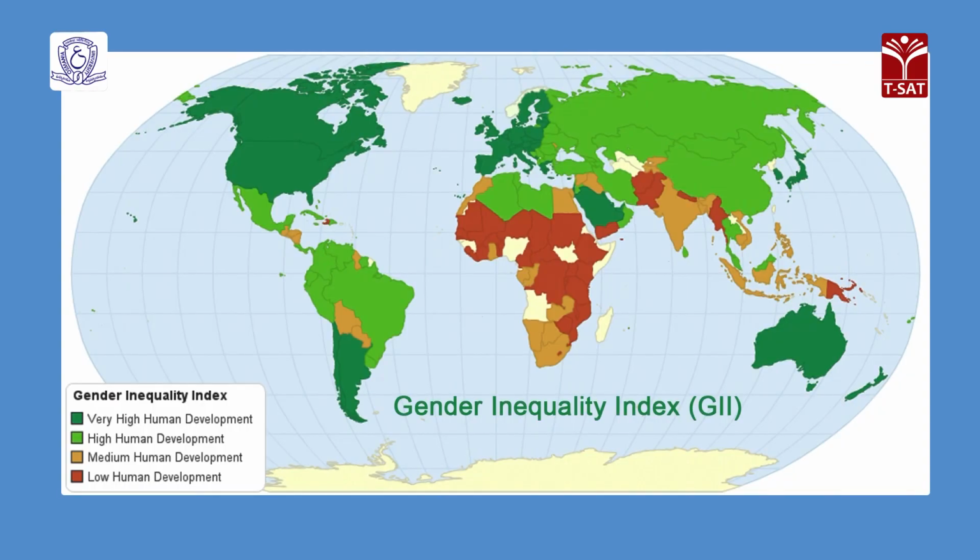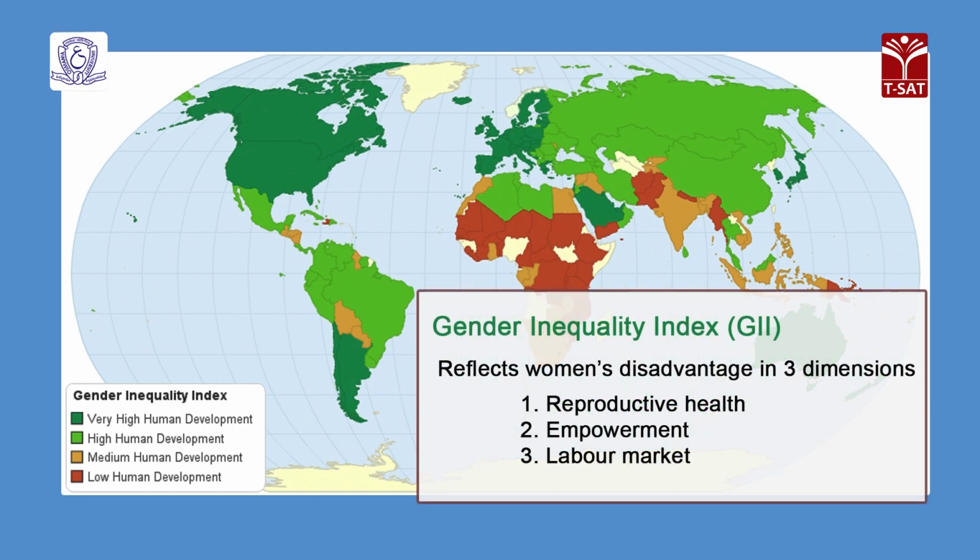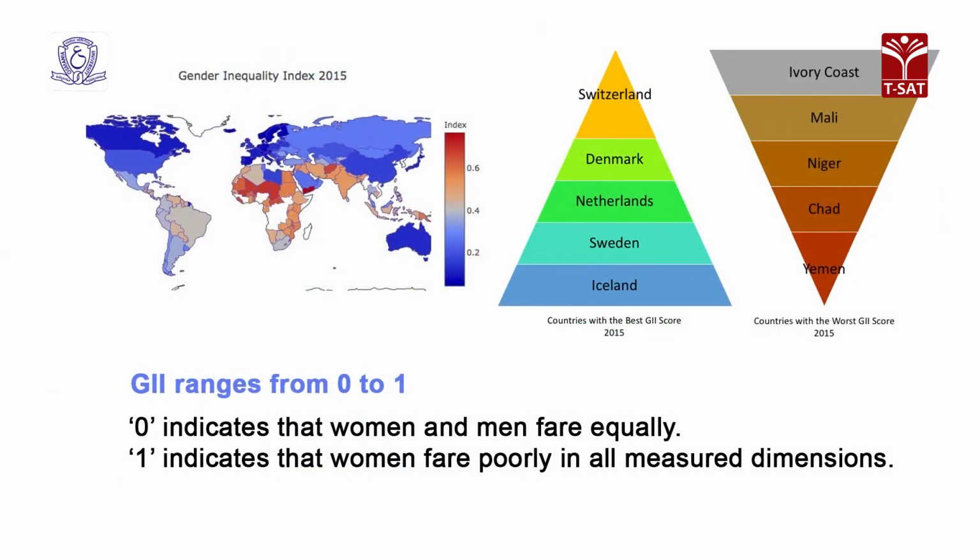Another measure, Gender Inequality Index GII, reflects women's disadvantage in 3 dimensions: reproductive health, empowerment and labor market. This index shows the loss in human development due to inequality between female and male achievements in these dimensions. It ranges from 0, which indicates that women and men fare equally, to 1, which indicates that women fare poorly in all measured dimensions. The GII is an inequality index.